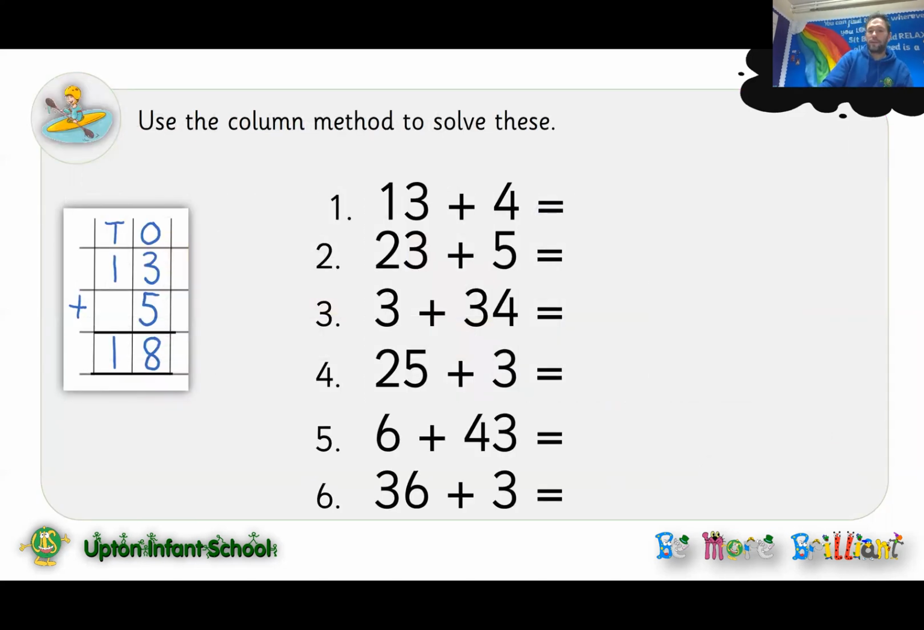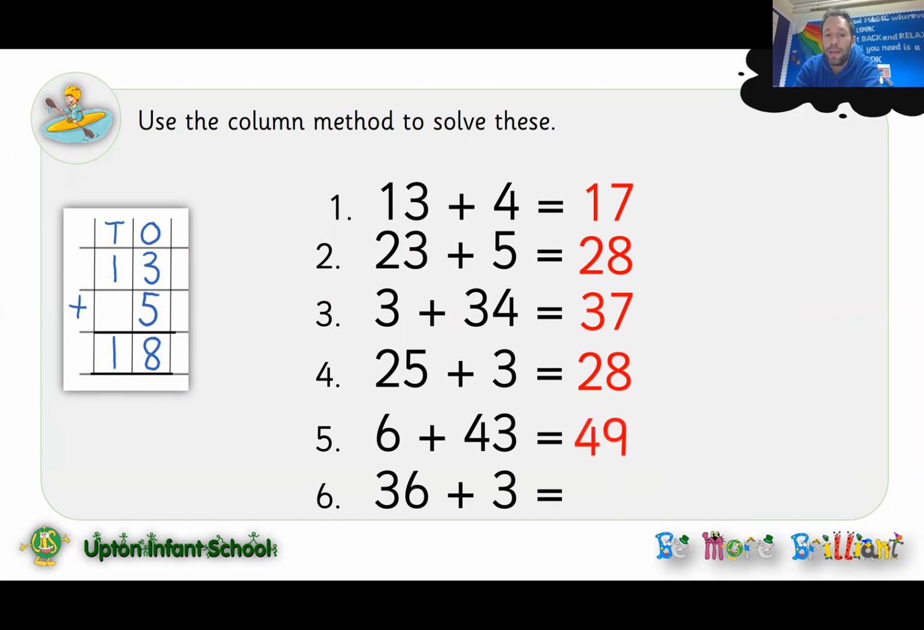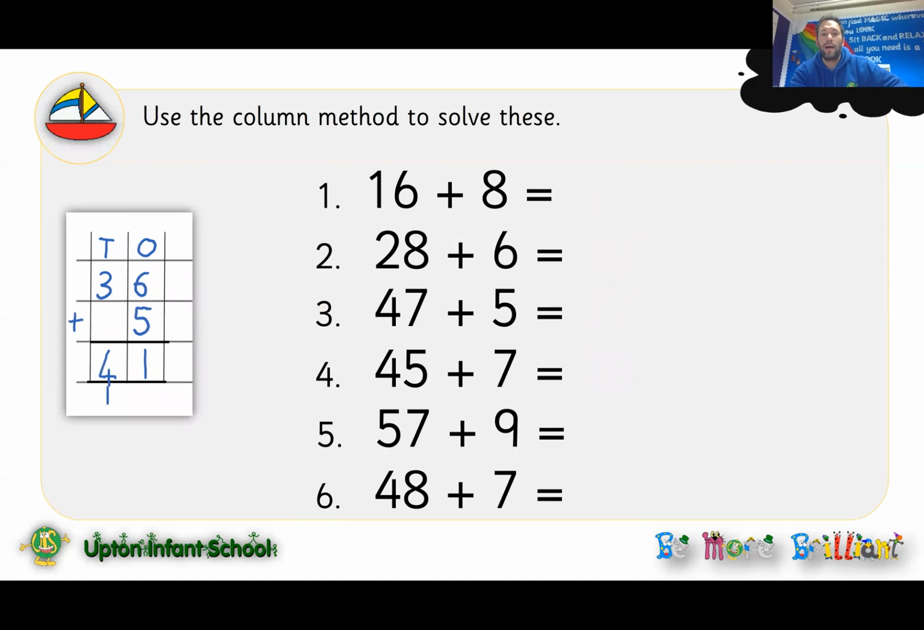Okay, how did you get on, everybody? Let's go through the answers. So our first challenge, we had 13 add 4, that's 17. 23 add 5 is 28. 3 add 34 is 37. 25 add 3 is 28. 6 add 43 is 49. And 36 add 3 is 39. Well done if you got them correct. If you didn't get any correct, why not go back and see if you can work out what you did wrong?